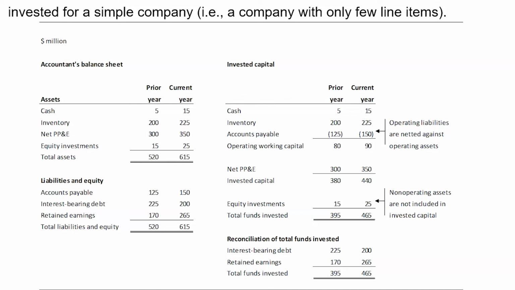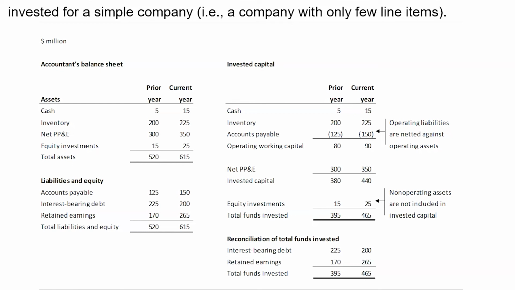Then total funds invested is my invested capital plus any non-operating assets, and the only non-operating asset we have is equity. We have invested in stock, equity investments in other companies, so we add that to invested capital and we get what's called total funds invested. So that would equal here 465 million. Notice that that's not equal to either total assets or total liabilities in the original balance sheet. Okay, so that's not what this is trying to represent.